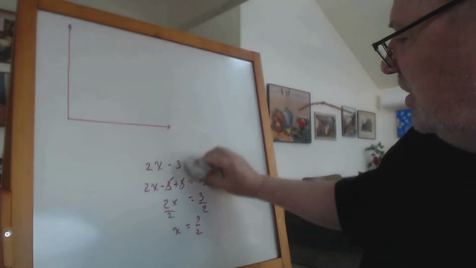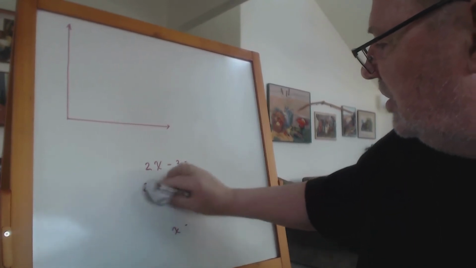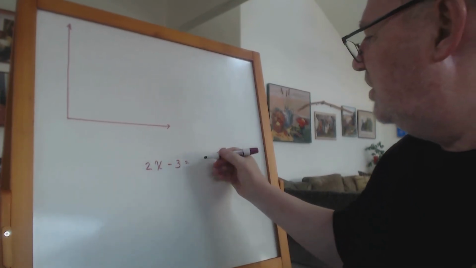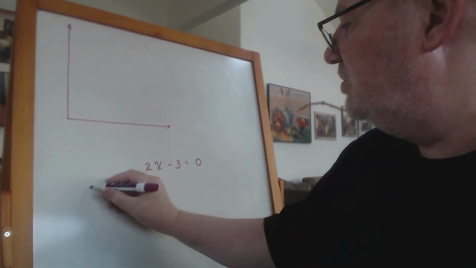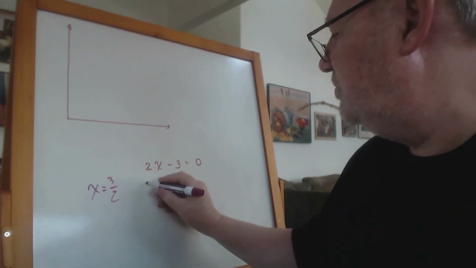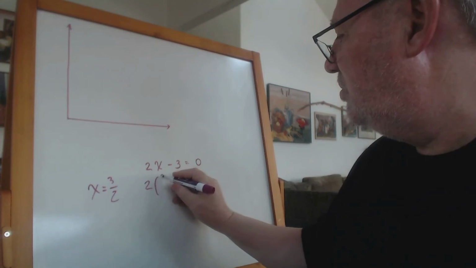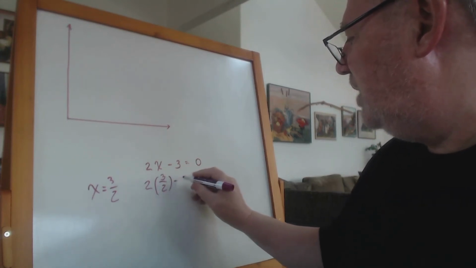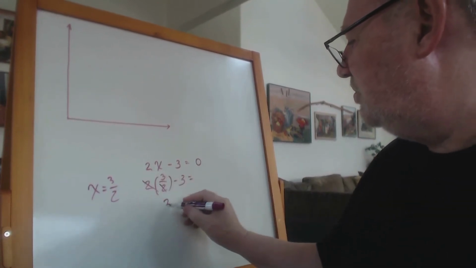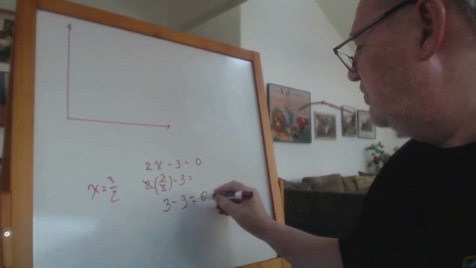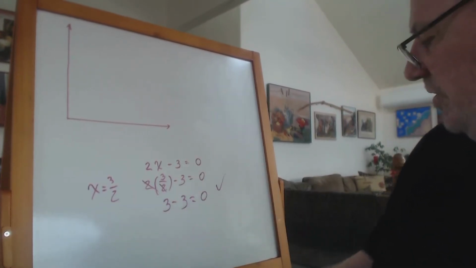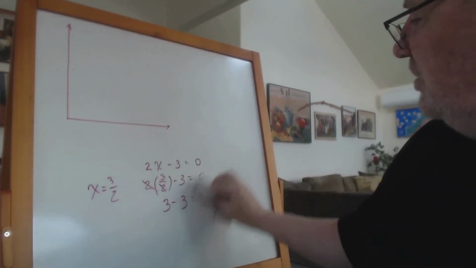So we can verify that x equals 3 halves. So we have 2 times 3 over 2 minus 3 equals, well, that cancels, and we got 3 minus 3 equals 0. And that confirms it. So that is the answer.